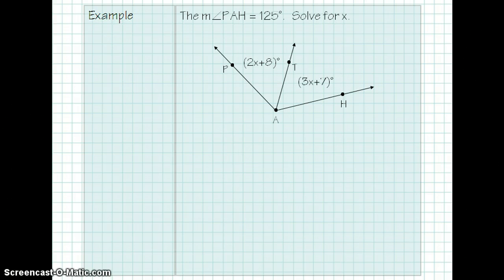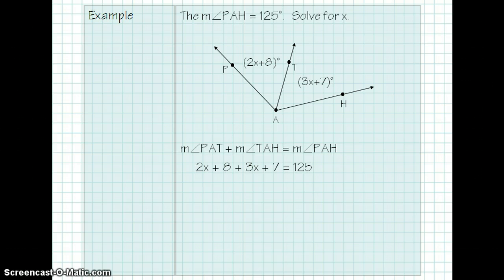So for example, I have angle PAH, which has ray AT in the middle of it, and the measure of angle PAH is 125. So to solve this, I know that the measure of angle PAT plus the measure of angle TAH is equal to the measure of angle PAH. So again, part plus the part is equal to the whole.